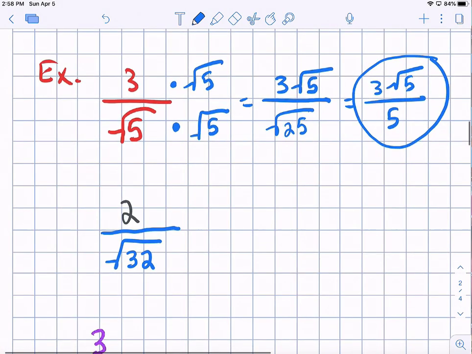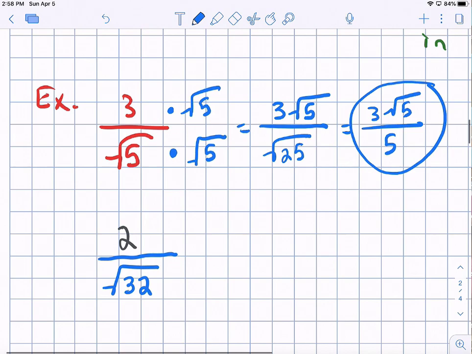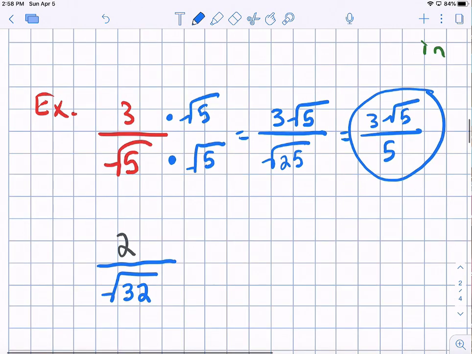So let's look at another one. 2 times the square root of 32. All right, 2 times the square root of 32. So here's what I'm doing. I'm going to do the same thing I did up above. Think about what 32 goes into. Is there a perfect square that 32 goes into?